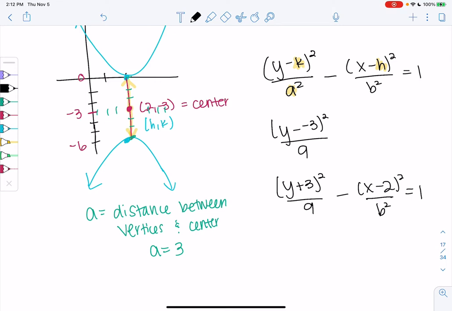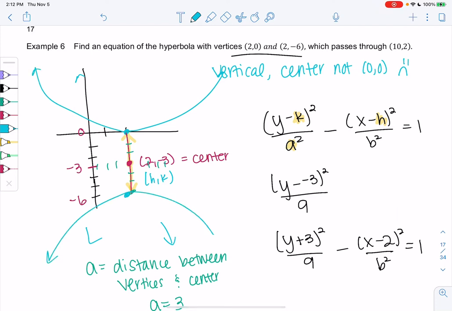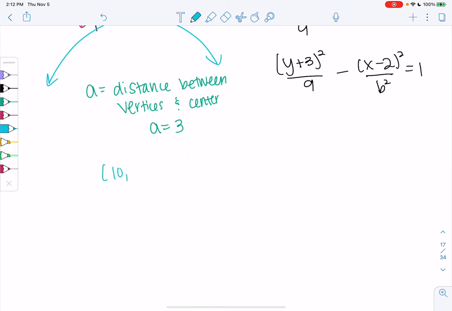And so the final thing we know is we know a point on the curve. We know that the curve goes through (10, 2). We'll just pretend. If this were to scale, it looks like it's probably way wider than I drew it. So that (10, 2) shows up on it. So we can use that to actually solve for b.